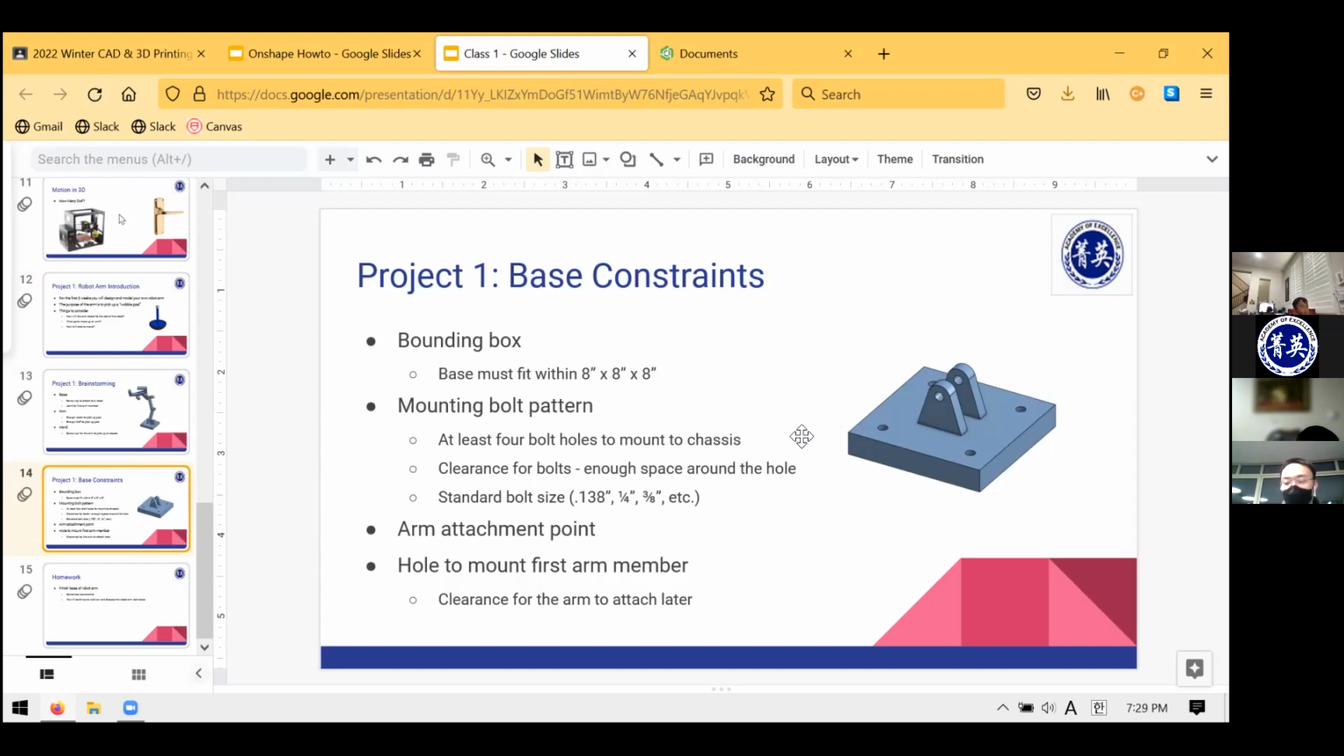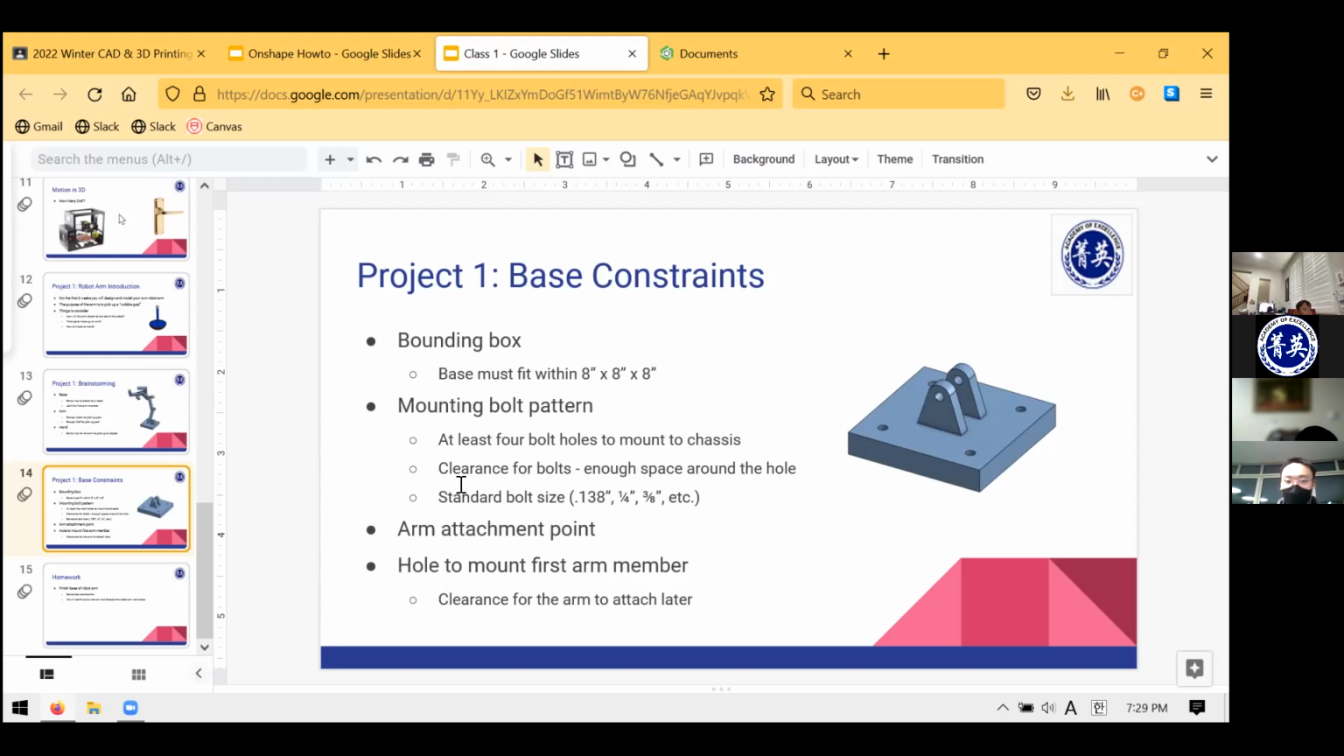So some constraints are given here because in real life, you'll always have constraints. I want the whole thing to fit inside of an 8-inch cube. So make sure it's not too big because we don't want it to be unreasonably large.